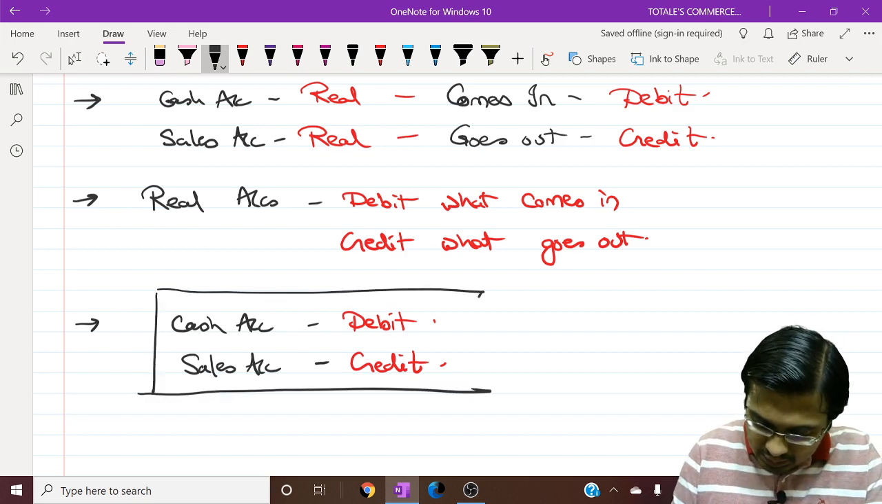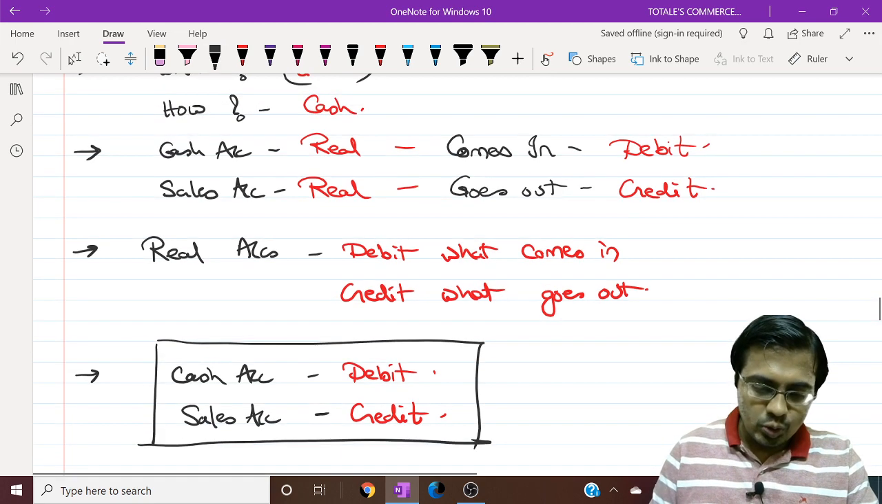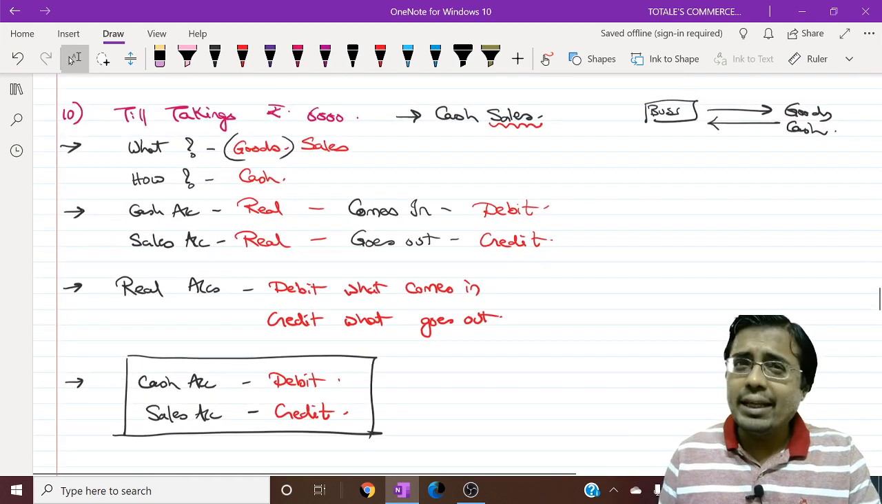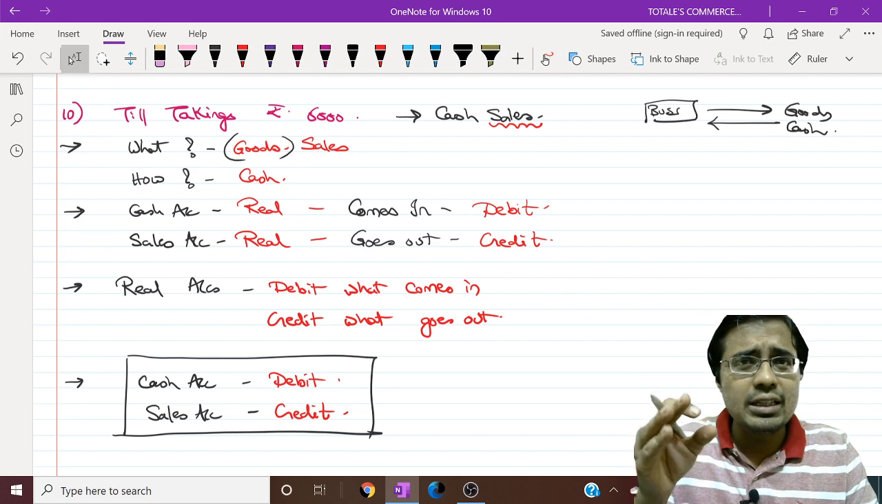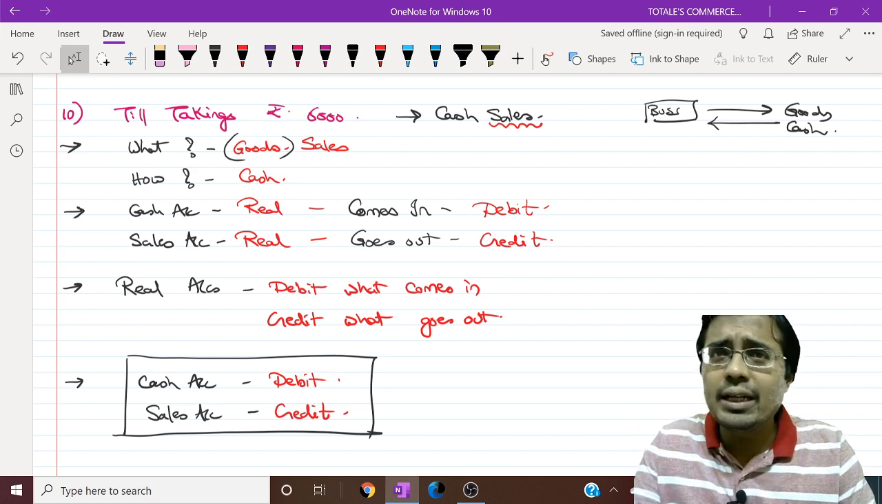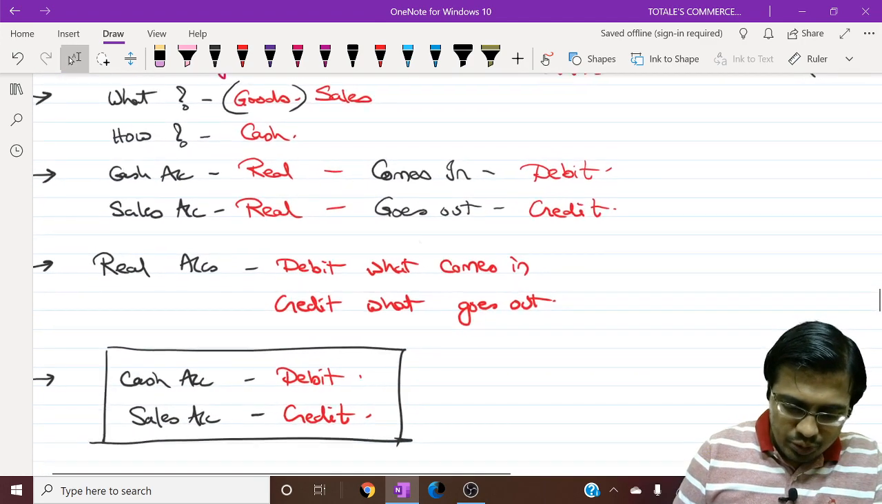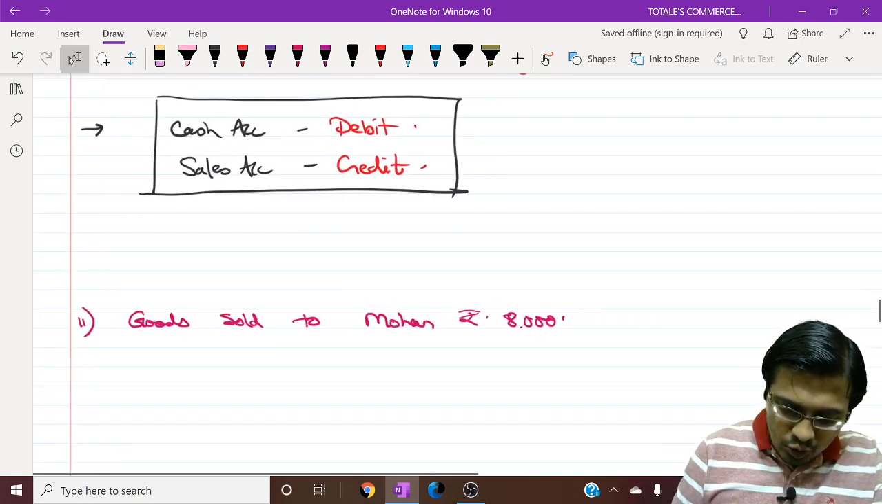Mark these transactions. So go through the sum once more. Till takings means cash sales. What did we sell? Goods. How? Cash. So two accounts are cash and sales. Cash real comes in, debit. Sales real goes out, credit. Okay. I hope it is very easy for you now. So let's move on to the next transaction.